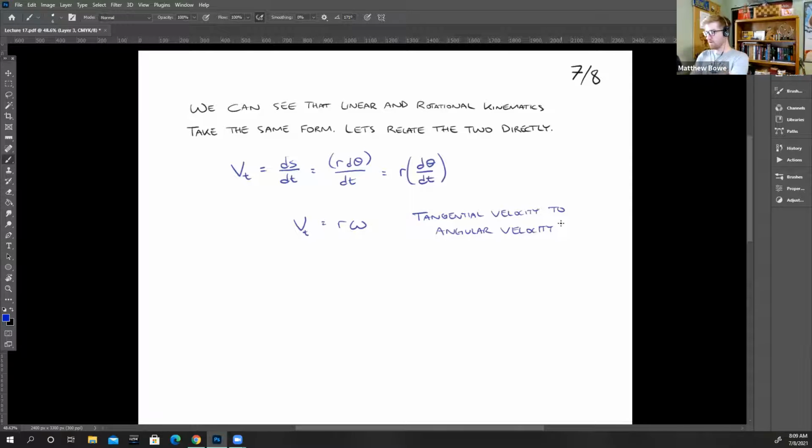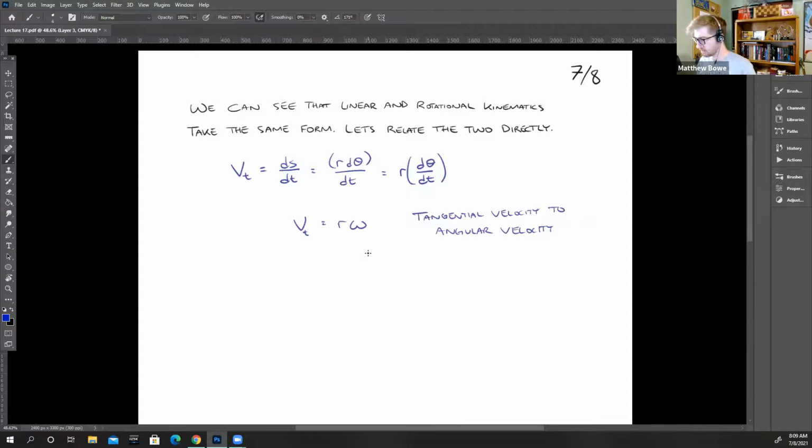Okay. So that doesn't look like an expression that's too bad. It's just the radius of this arc that you're moving through and the angular velocity that you're moving along this arc, in this curved path, not the tangential path.